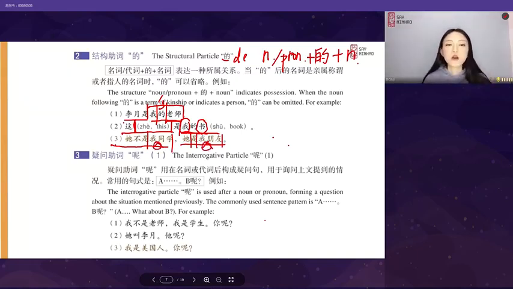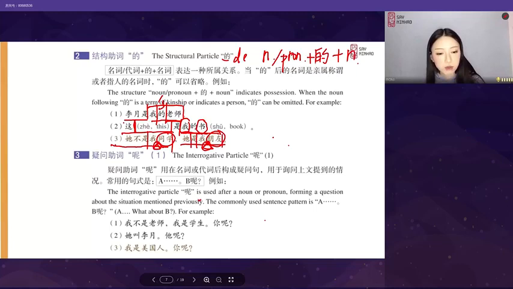Why? Because when the noun or pronoun after 的 is a kinship or indicates a person, then 的 can be omitted. Okay? 同学 here, classmate, is a person, right? 朋友 here, friend, is a person too. That's why we omitted 的 here. We don't need to say 我的同学, we can just say 我同学. It is enough. So when you want to say my mother, then you can just say 我妈妈. You don't need to say 我的妈妈. Okay? It is the same as the other kinship in your family. This is the structural particle 的.